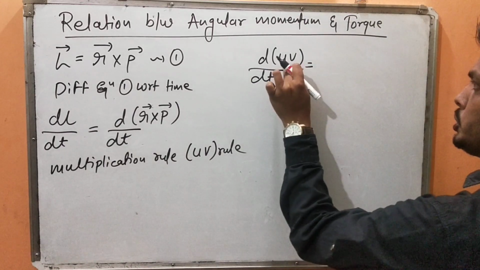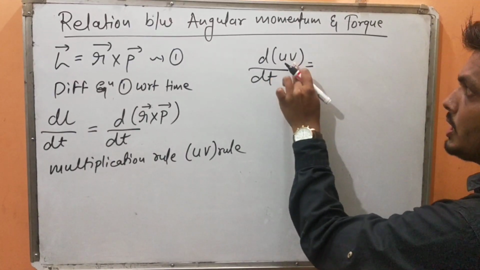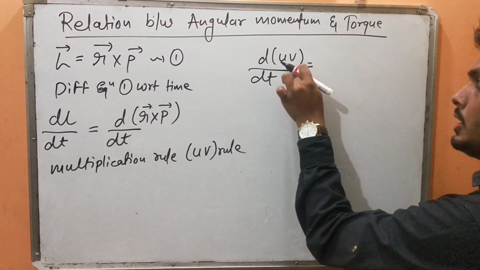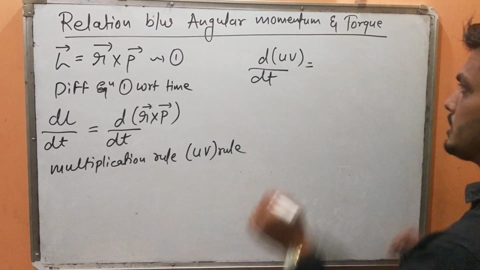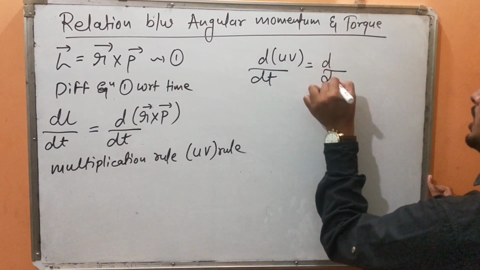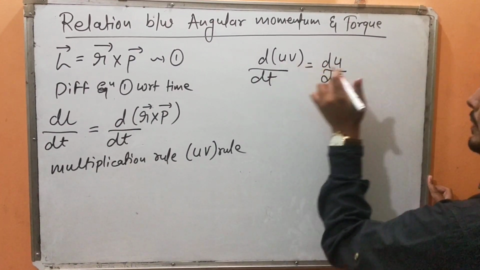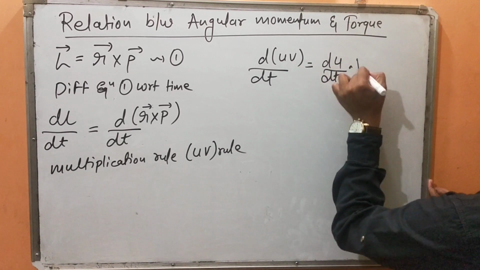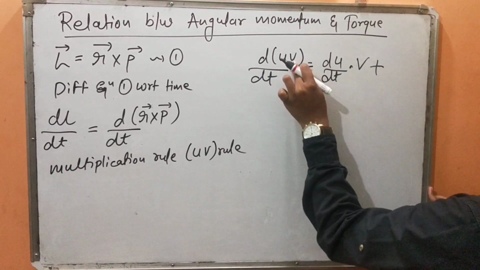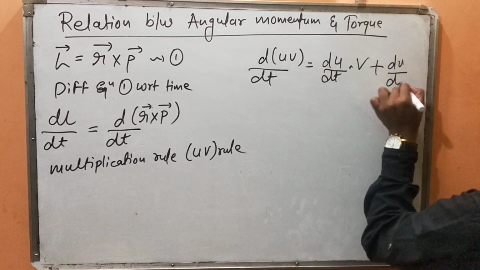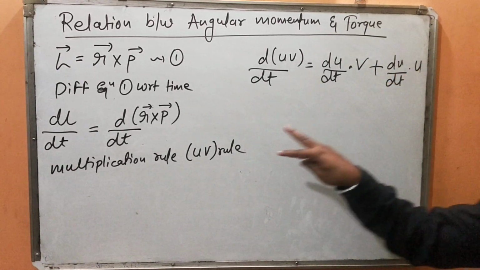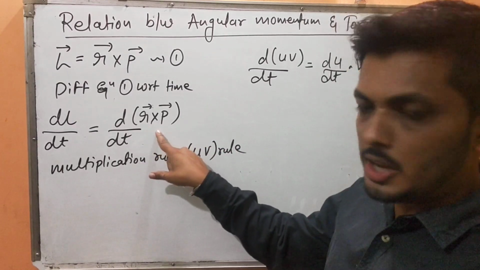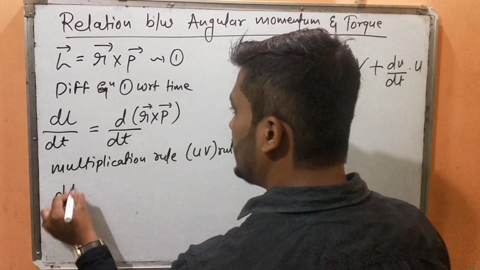So what is the method here? First you need to differentiate the first term, keep the second term as it is, plus differentiate the second term and keep the first term as it is. See, look how it goes. dU by dt, first term, into the second term I'll keep as it is, plus differentiate the second term and keep the first term as it is. Are you understanding? This is called the multiplication rule. So let us apply that here.